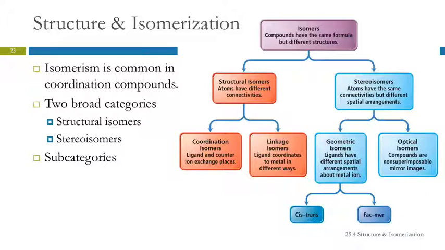A pair of structural isomers will have the same atoms, but they're going to have different connectivities, so they'll be connected in different ways. In a pair of stereoisomers, the atoms are connected in the same way, but they have different spatial arrangements. Without looking at their three-dimensional shape, you would not be able to tell that they aren't exactly the same molecule. And then each of these is subdivided further into subcategories. So first we'll look at the structural isomers.